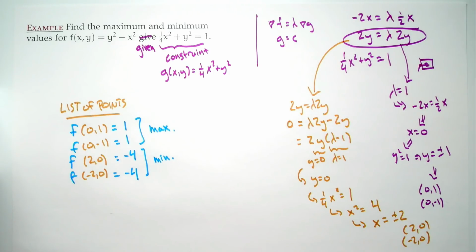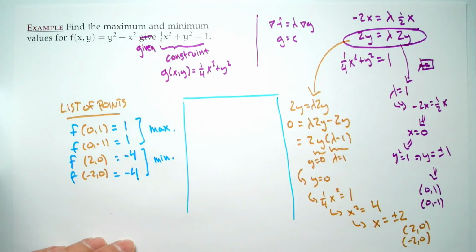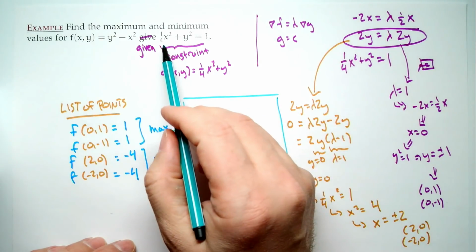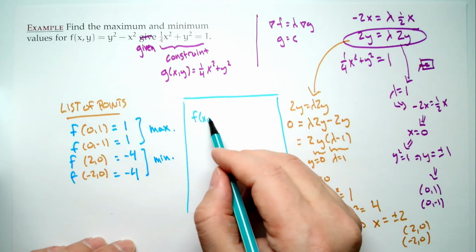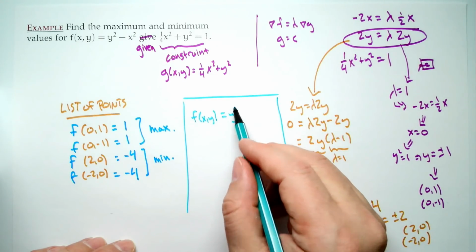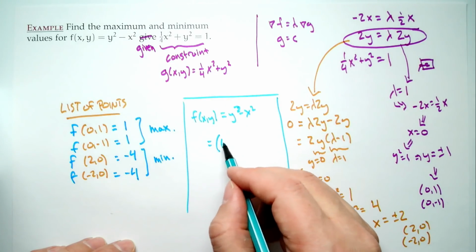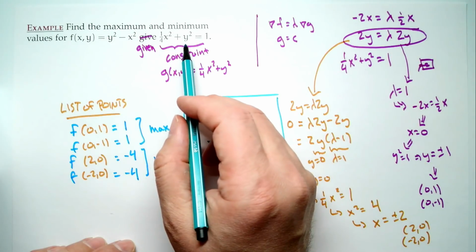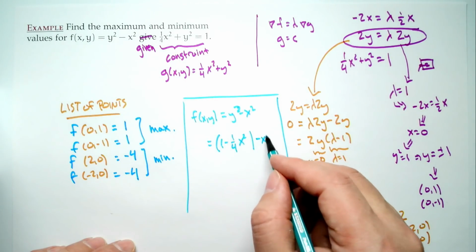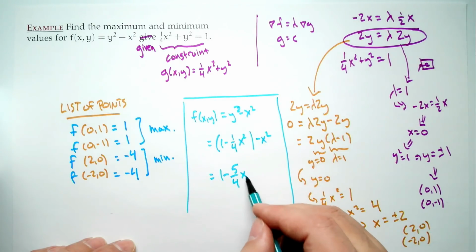On a side note, you might say, you know, that was a lot of work. Let me show you how to do it faster. You have this constraint here. Why not just use it? So in other words, f of (x, y) equals y squared minus x squared. Well, why don't we just note that y squared is 1 minus 1/4 x squared? Because it's true. So we get 1 minus 1/4 x squared minus x squared, so that we end up with 1 minus 5/4 x squared.